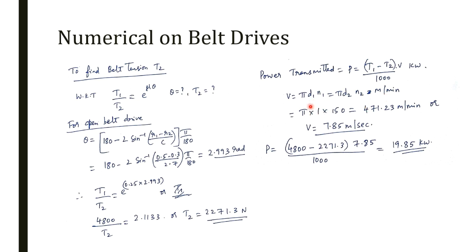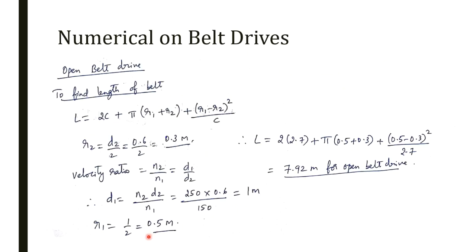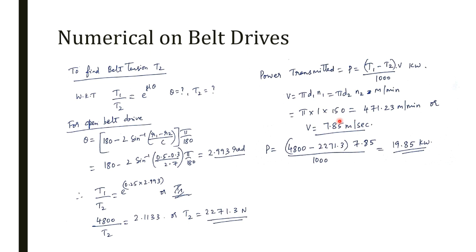So pi into d1, they have taken the diameter of the driver pulley, that is r1 is 0.5, d1 is 1 meter. 1 into n1 is 150, which is equal to 471.23 meter per minute. Convert into seconds, divide by 60, you will get V is equal to 7.85 meter per second. Substitute V value in the power equation. T1 is known to you 4800 minus 2271.3, the tension in the slack side that you have found out in T2. 7.85 is the linear velocity. Substitute, divided by 1000, simplify this, you will get the value as 19.85 kilowatt.